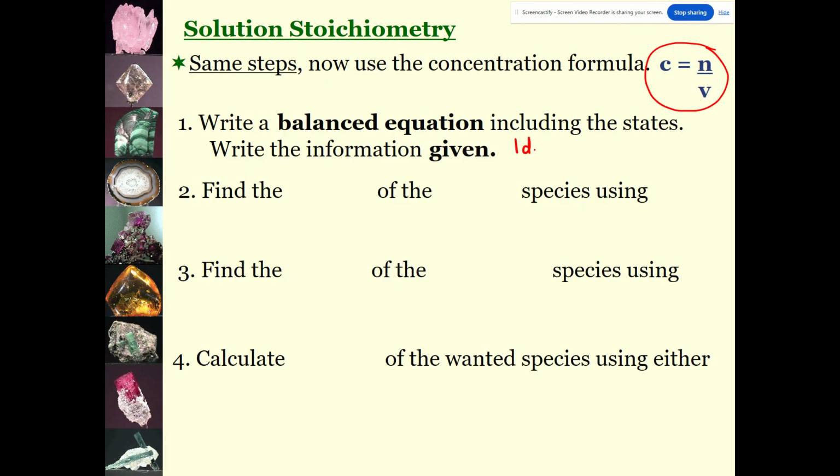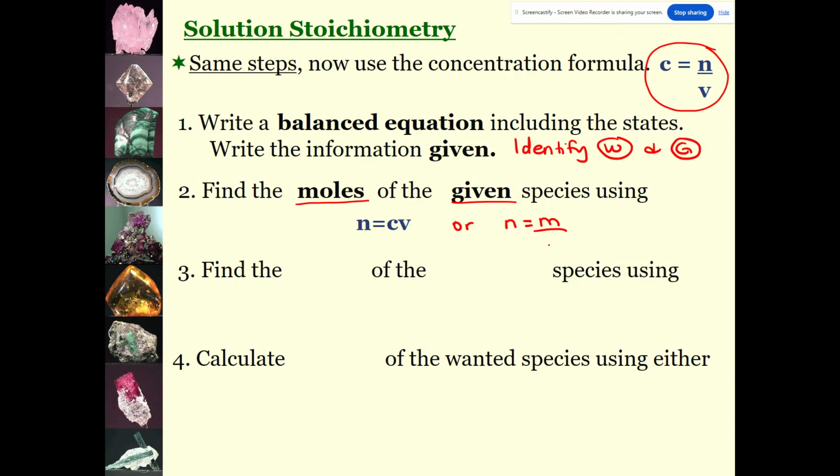At this point, again, identify your wanted and your given. The wanted again is the one you want to find. The given is the one you're given the concentration and volume of. Next, you're going to find the moles of your given. Moles of your given are going to be found now with C times V. Unless you have masses again, then you will again find moles with mass over molar mass. So you could be using both formulas in these questions.